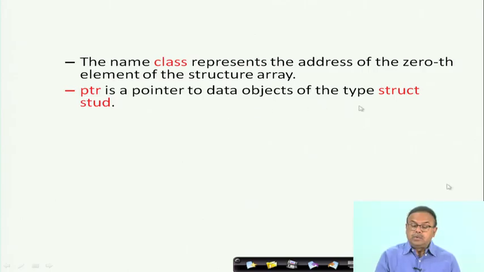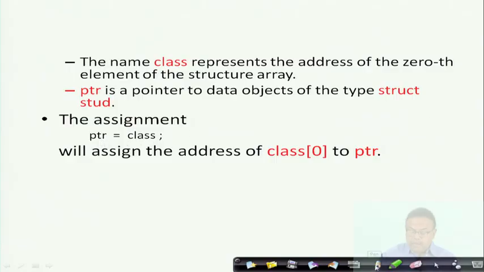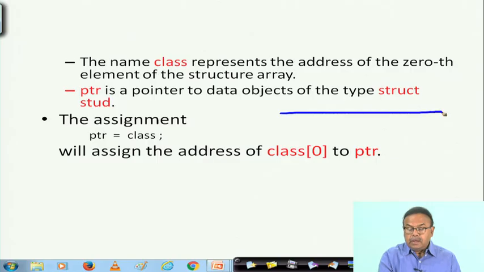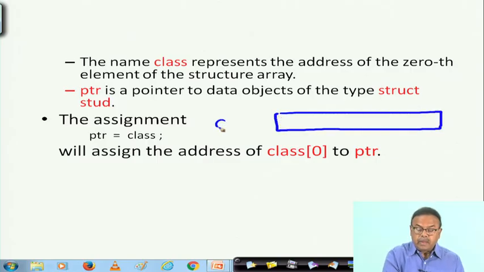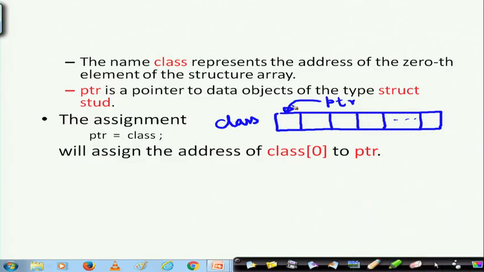And PTR is a pointer to the data objects of type struct that we have seen. The assignment class assigned to PTR, what will it make? It will make PTR now point to the first element of the array. Here is class, and PTR is now pointing, when I do this assignment, note that they are of the same type. So, when I do this assignment, this is pointing to this element. So, it will assign PTR to class 0.